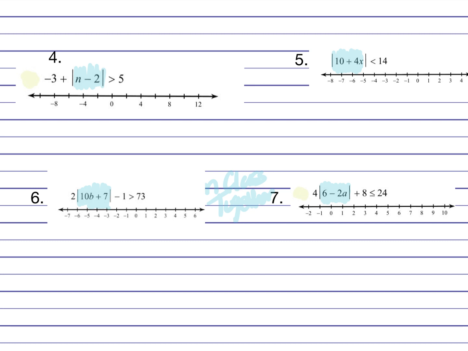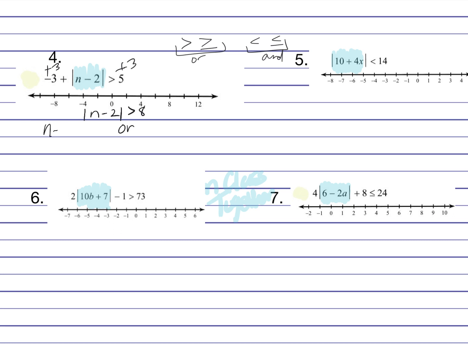Okay, I need to get absolute value alone, so I add 3. Absolute value of n minus 2 is greater than 8. So this one is alone, so I'm good to go there. Now let's decide on number 4 what my conjunction is. Remember, if you have greater than or equal to, then that conjunction is or. If you have less than or equal to, then that conjunction is and. So I have greater than, so my conjunction is or.